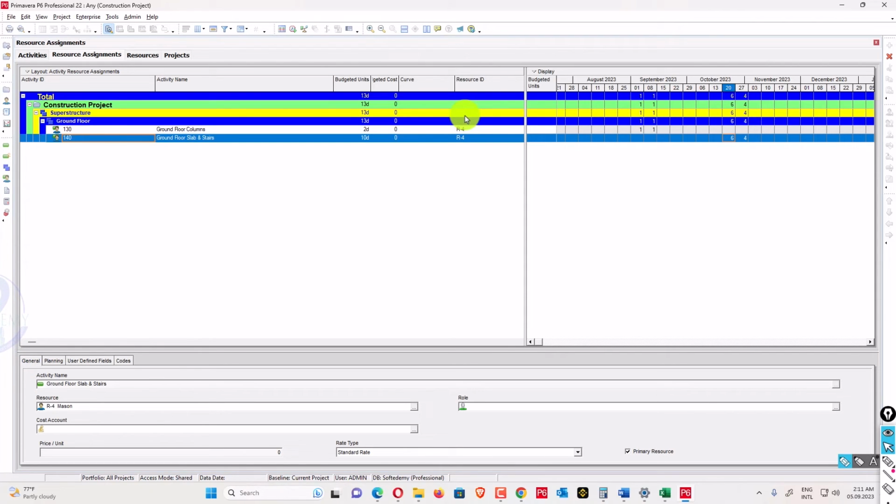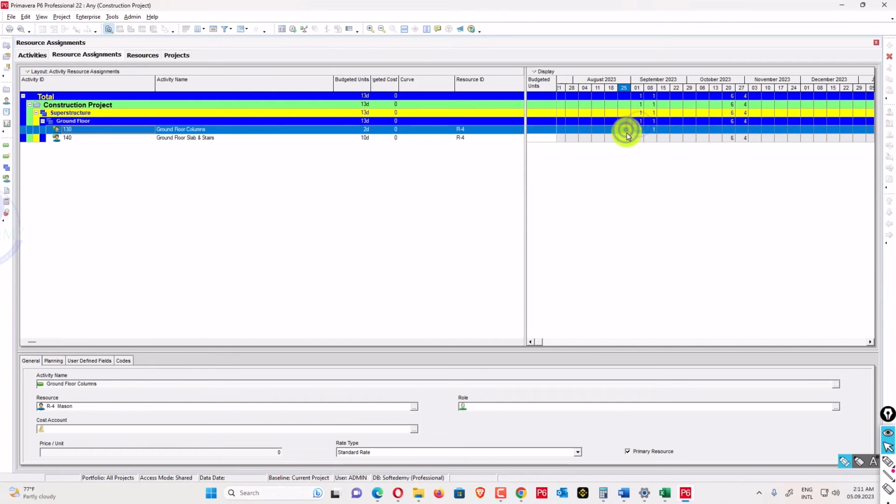So you have to see remaining. For example, this activity has been started already. This activity is started, so the budget unit will be the same if it is started and in progress. Budget unit will be the same. So you have to assign here remaining units, to monitor what the resource allocation will be applied.